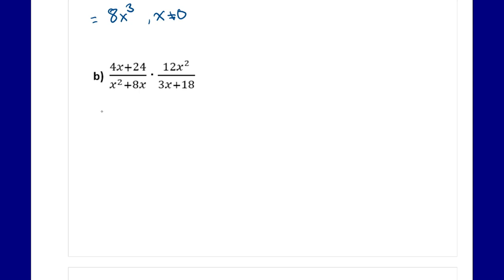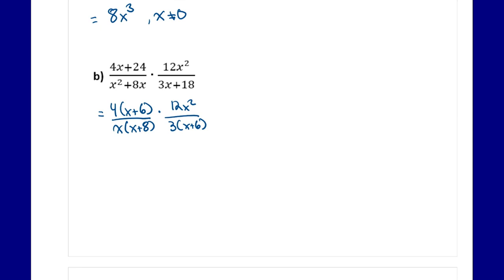So for my numerator, the first one, I can factor out a common factor of 4. I get x plus 6 times 12x squared, which stays the same. Denominators, x squared plus 8x, I can factor out an x. I get x plus 8. And on the other side, I can factor out a 3, x plus 6.